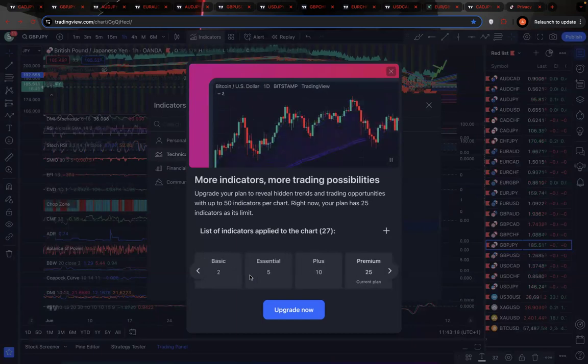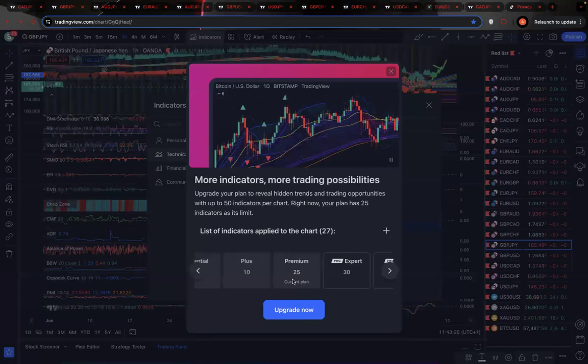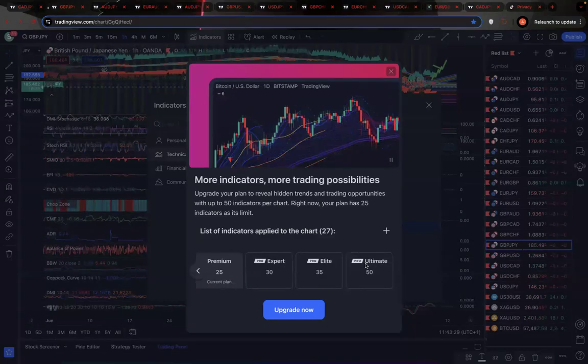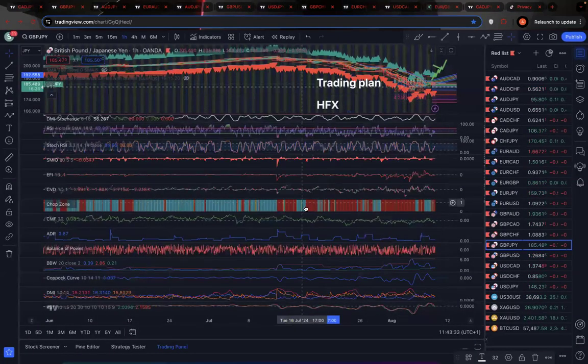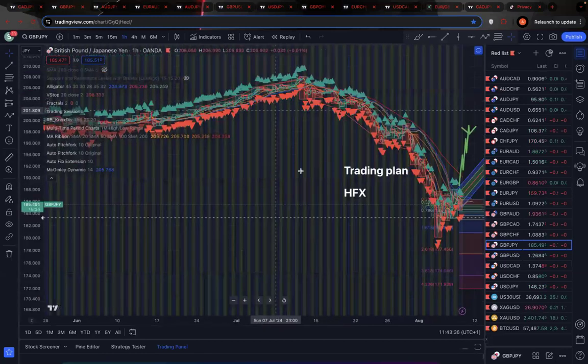Okay, my premium plan. I thought it was only maximum. Essential plus premium supports 25 indicators. So I've put 25 indicators, but then I can still go to ultimate, which supports 15 indicators, but I don't need all of those things. You get, but you see it. I can't even see my charts.